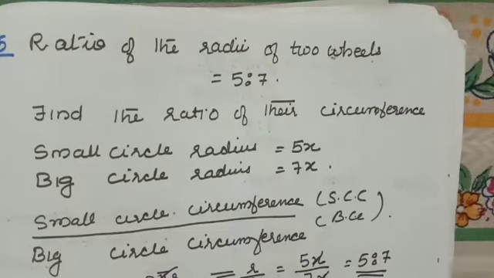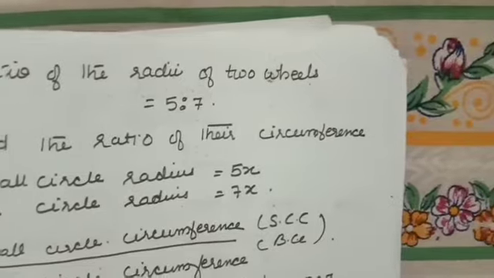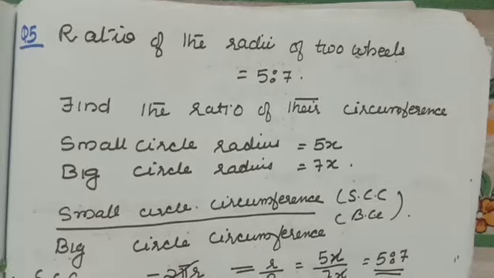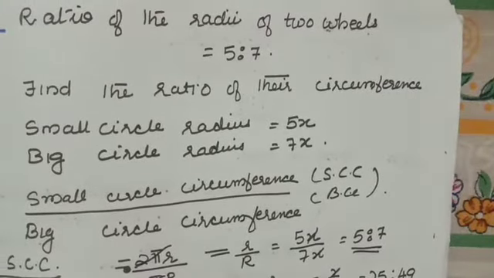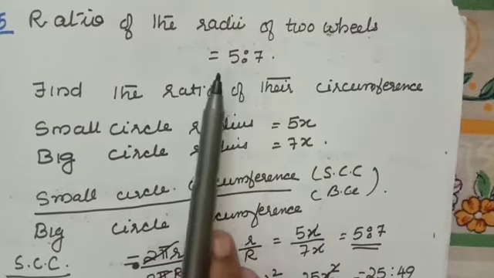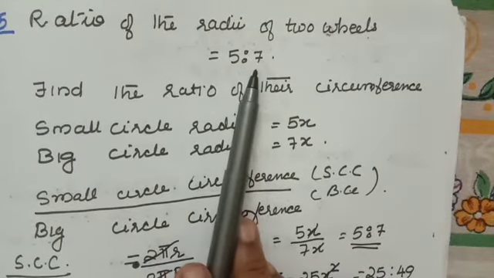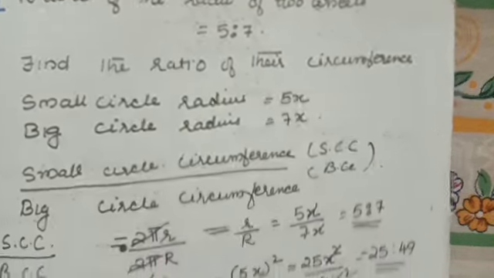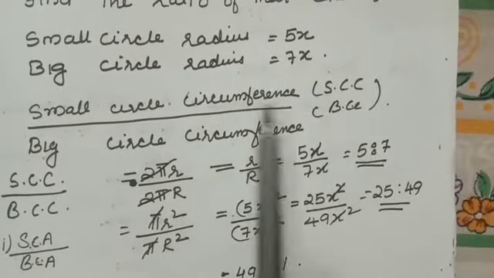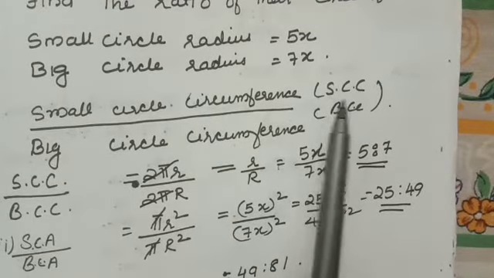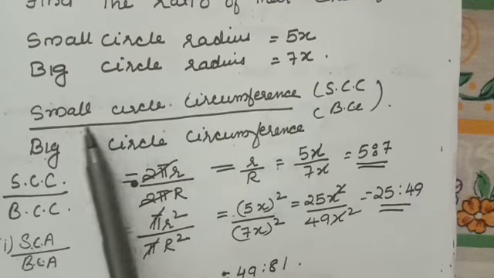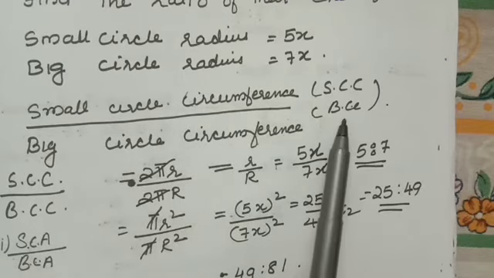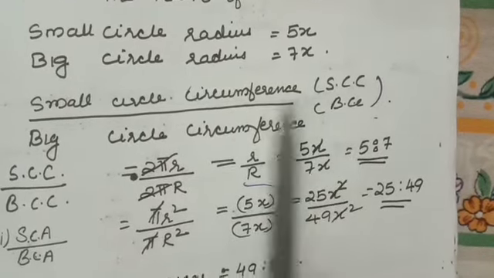Clear? Question number 5. The ratio of the radii of two wheels is 5:7. Find the ratio of their circumference. You have to find the ratio. Radius ratio is given, 5 and 7, so 5x and 7x. First one has radius 5x, second one 7x. Then the ratio of their circumference: SCC, I only wrote this short form, but you have to write it in full. SCC means small circle circumference, BCC big circle circumference. For writing purposes I wrote it short, but you have to write the full.